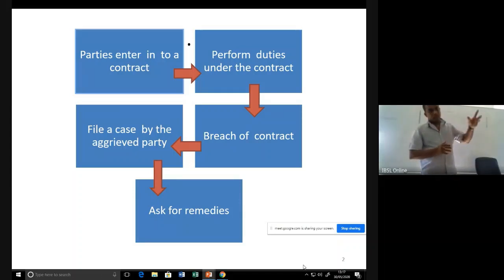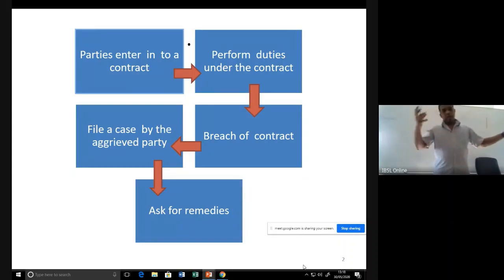In a divorce matter, what are the reliefs that you seek? You ask from courts. You want a divorce. Then you want damages. And sometimes if you have kids, you want custody of the kids. Then if there are properties involved, you want properties. Those are the remedies that you want in a divorce matter. The same procedure, the same steps, you follow in a complicated business or commercial transaction also.